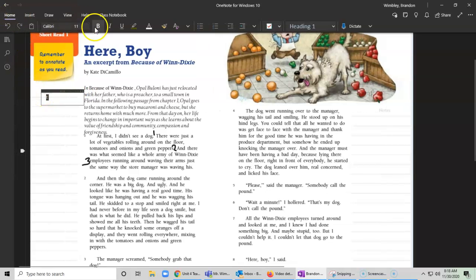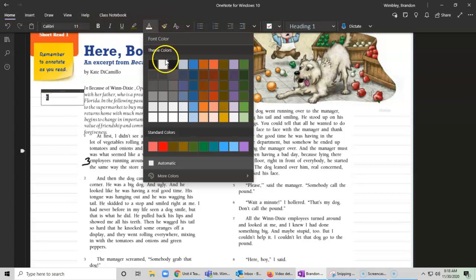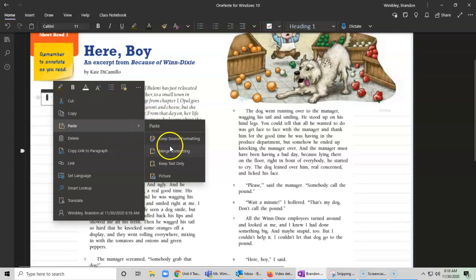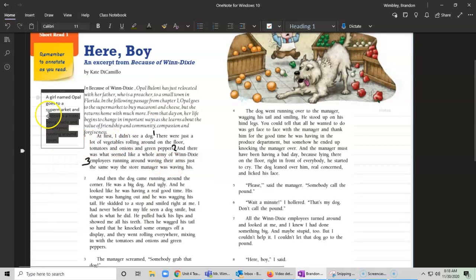So let me change that to our black font. There we go. And I'll paste my sentence that I have.